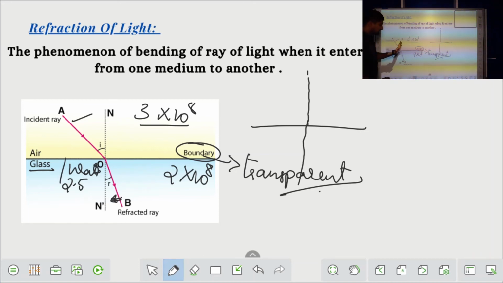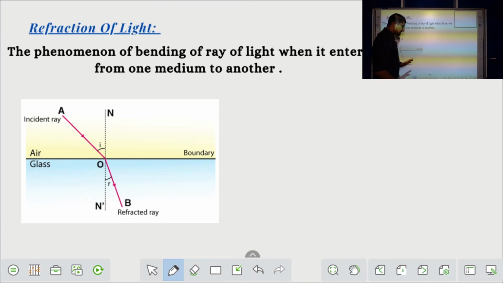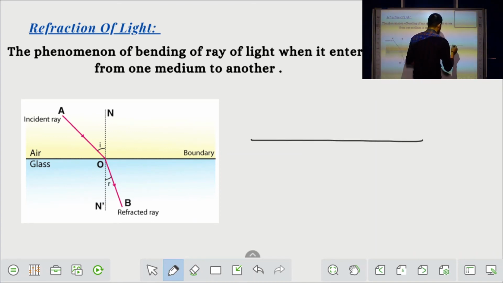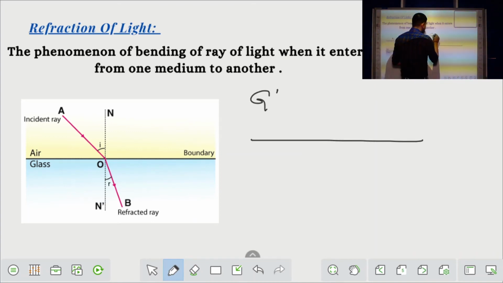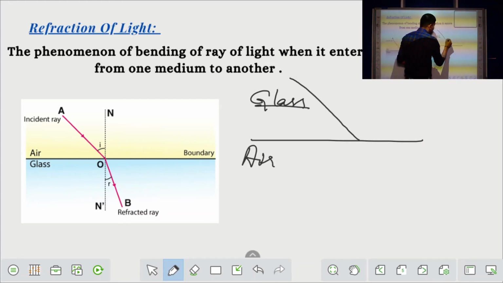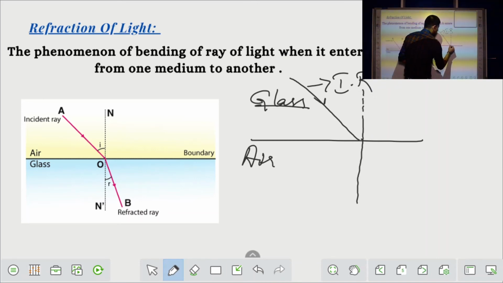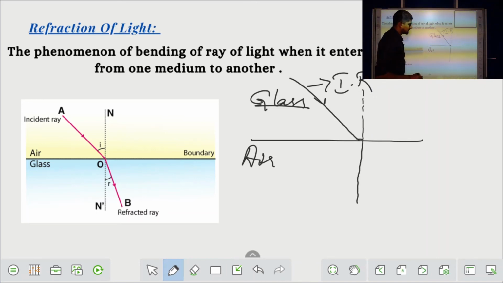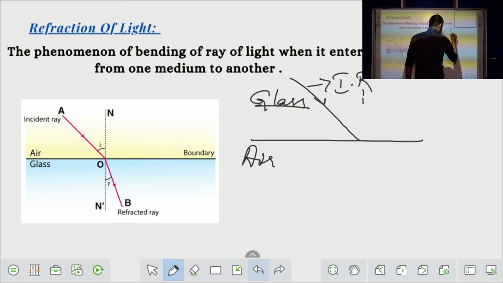Now, just imagine this is the glass medium and this is the air medium. Now, the light ray is falling. So this will be my incident ray. I'll draw the normal also, on both ends. It is the normal. Okay, diagrams have to be very precise or else you will lose marks.